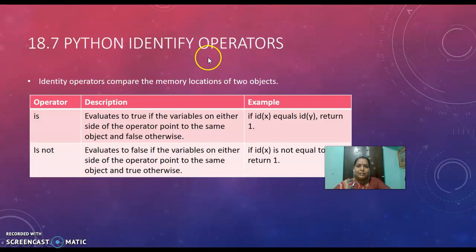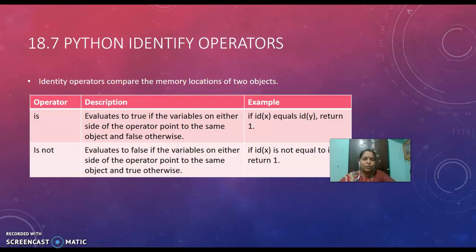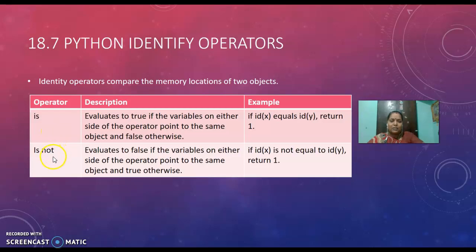Next, Python identity operators. Identity operators are used to compare the memory locations of two objects. So there is the is operator and the is not operator. If the identity of both values is equal, the is operator will return true. If the identity of both values is not equal, then the is not operator returns true. So if id of x is equal to id of y, it will return true. If id of x is not equal to id of y, it will return true.